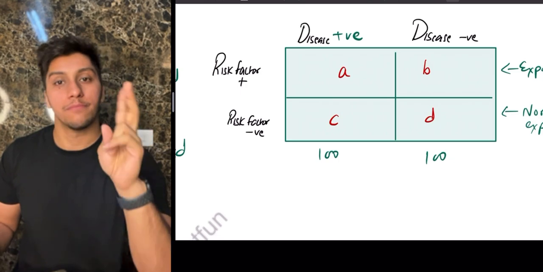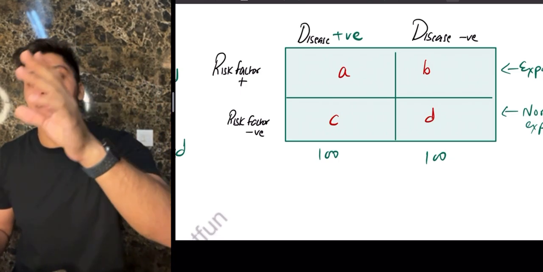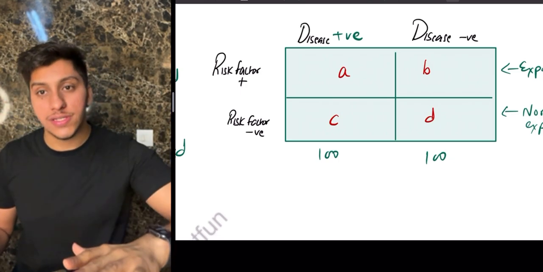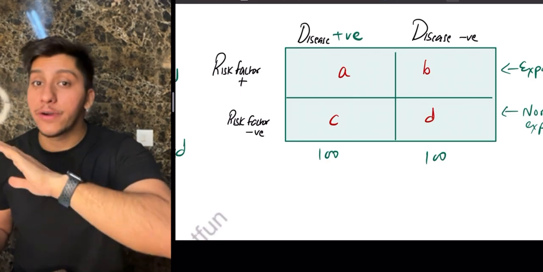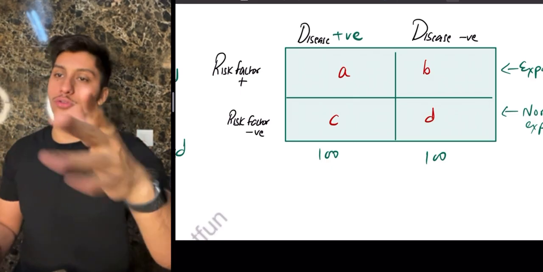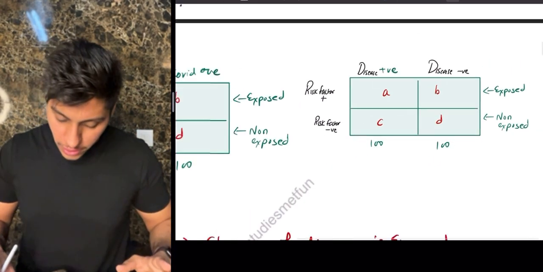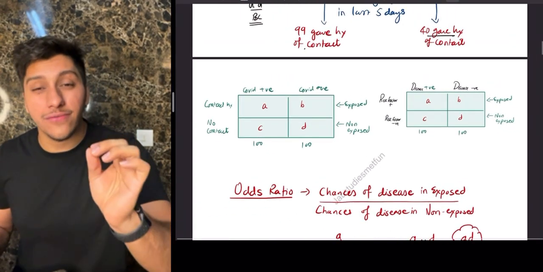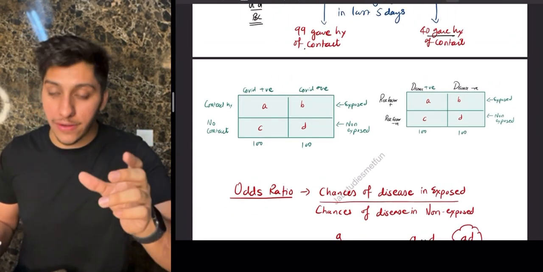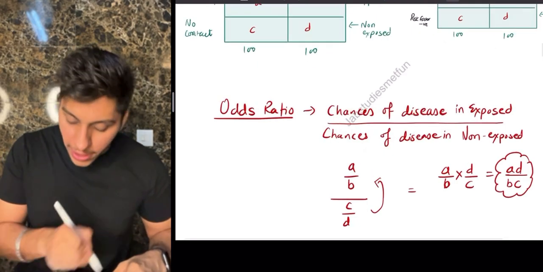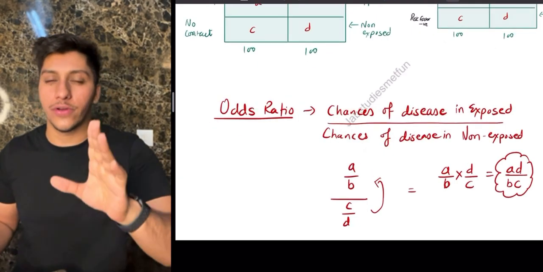So remember, A: both positive risk factor, positive disease. B: positive risk factor, no disease. C: positive disease but no risk factor. And D: no disease, no risk factor. Like this you have to remember. Whenever you calculate in case control, the calculation is done with the help of odds ratio. Odds ratio is the ratio which we calculate for case control.